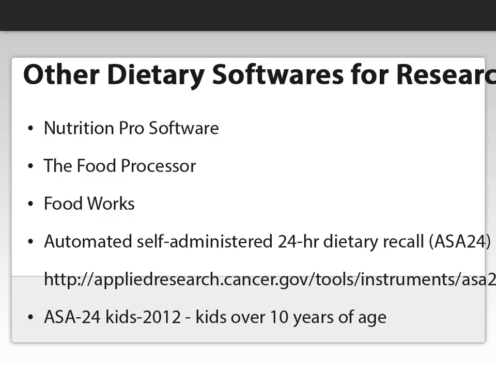I do want to mention there is the automated self-administered 24-hour dietary recall, also referred to as the ASA24. It was released by NCI, the National Cancer Institute, in 2011. It has been validated, and it's available online. It's actually a link that you can have your participants go through, and they fill out the recall online, and then you send off for the data later. A lot of investigators are using it. It has a lot of potential. There are still some pitfalls.